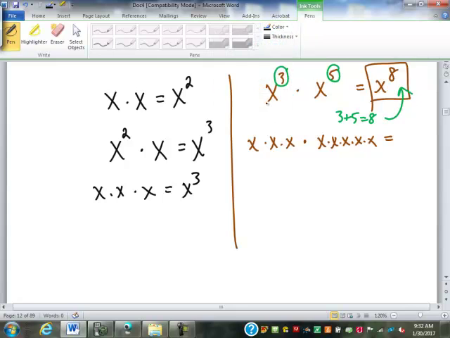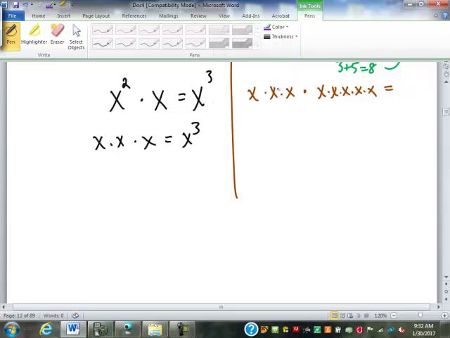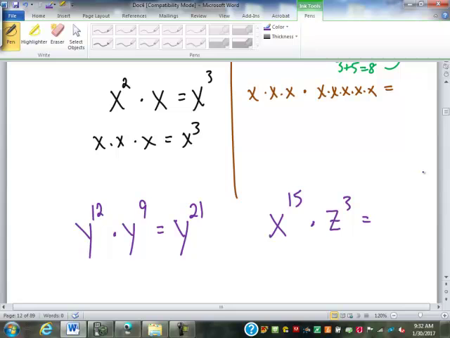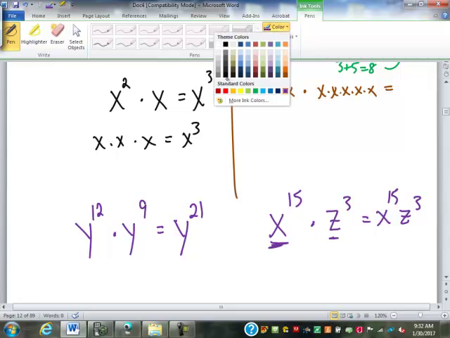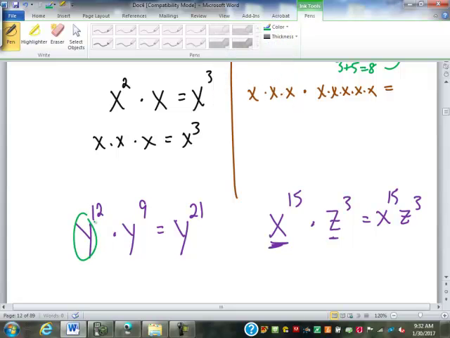But that only applies if we have the same base. So if we have y to the 12th times y to the 9th, we're going to get y to the 21. Perfect. 12 plus 9 is 21. How about x to the 15th times z to the 3rd? We're going to get x to the 15th, z to the 3rd, because those are different bases, x and z. We can only add the powers in the exponents if we have the same base. Here we had y and y, so we can add the powers.